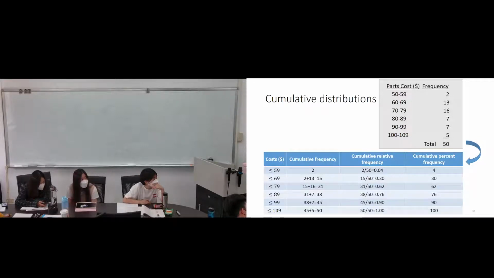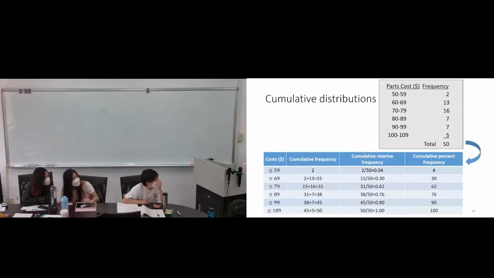Multiply it by 100%, that's 30%. Then the third class, the upper limit of the third class is $79. We should report the cumulative frequency, any data values under $79. So we should add 2, 13, and 16. We add them up, that's 31.